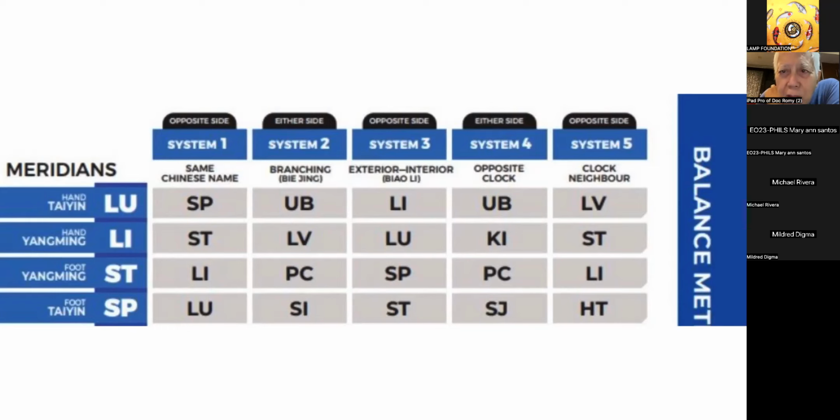You may have system 1 as your go-to system, or when we reach system 4, baka gusto nyo naman system 4 because it's just opposite. Nasa inyo po yun. Okay. My go-to system is 1 and 4, usually. Kasi madali ko pong tandaan yung system 1 is very easy. System 4 is just opposite sa clock.